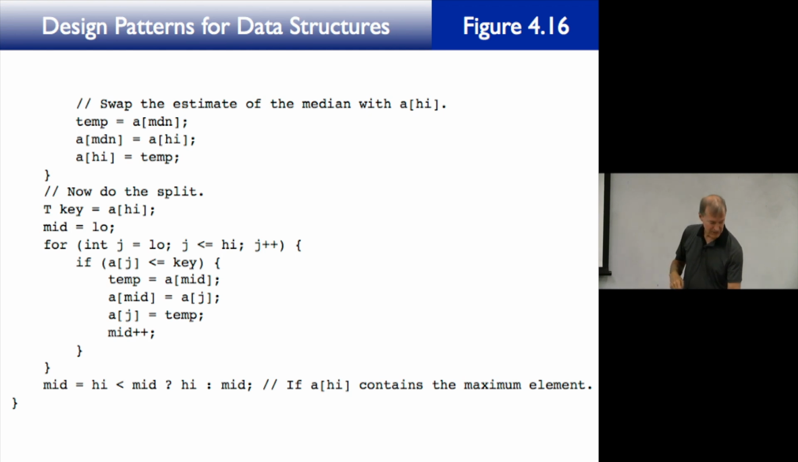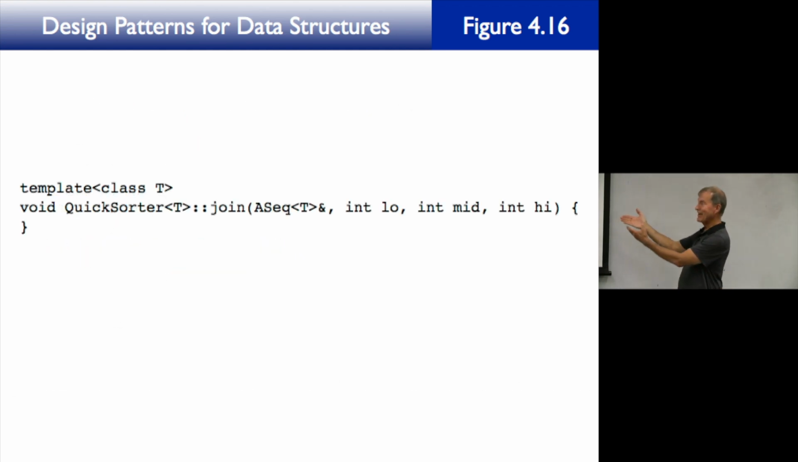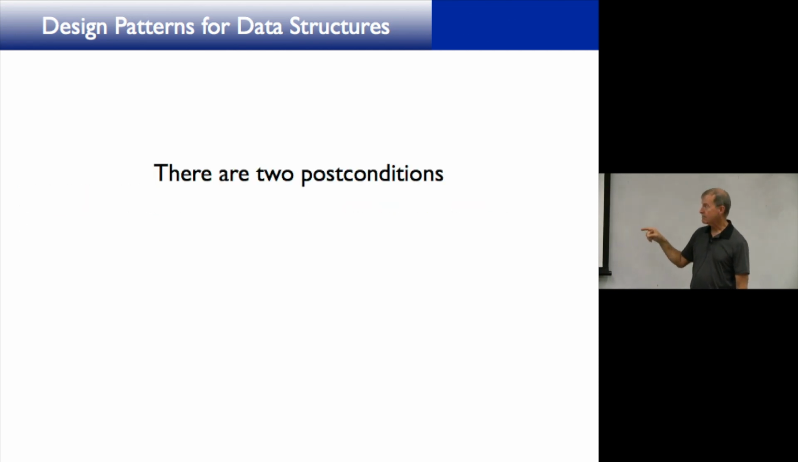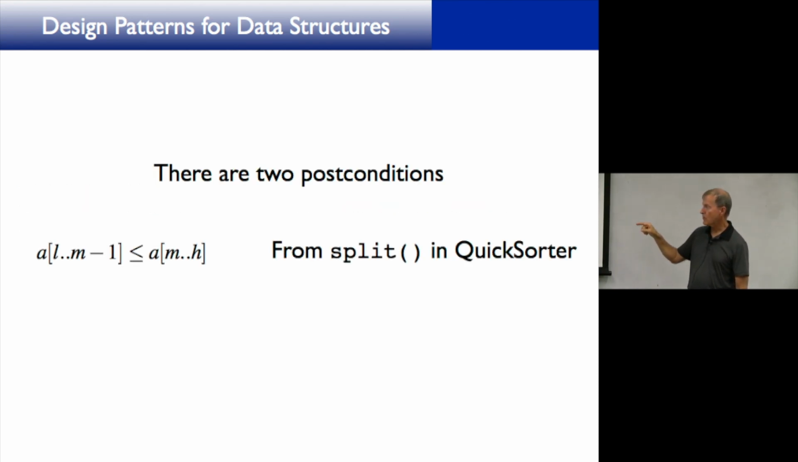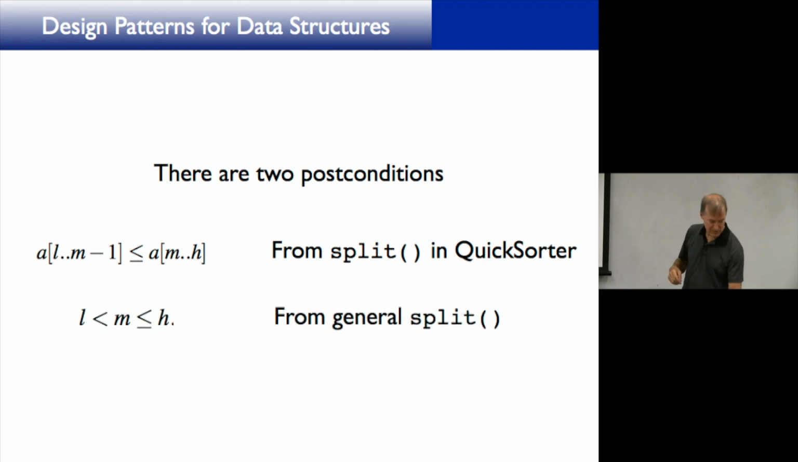Here, I have a picture of this. Oh, and look, here's join. That's your assignment, right? Join. So now, see, there are two post conditions. One is that a sub L dot dot m minus 1 is less than or equal to a sub m dot dot h. So that's from the split in the quick sorter. So this is saying what? All the ones on the left are less. This is not sorted. Are less than each one of the ones on the right. Okay, so that's from the split in quick sorter.